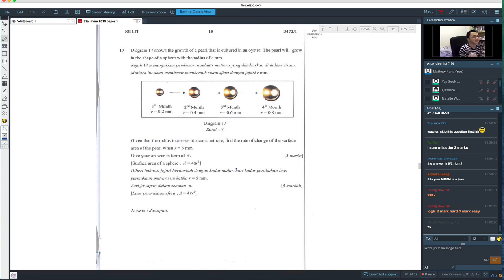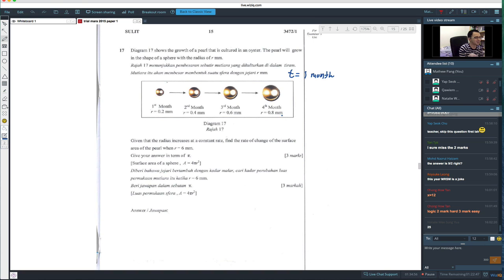17. Okay, for this question, you have the size of oyster, and then the pearl actually will grow in the shapes. Okay, and then radius and something like this. It's first month, second month, third month, fourth month. So over here, I just assume each one is equals to 1 month. That's mean the rate, because it actually increased in every 1 month, right? This is not the progression question, okay?